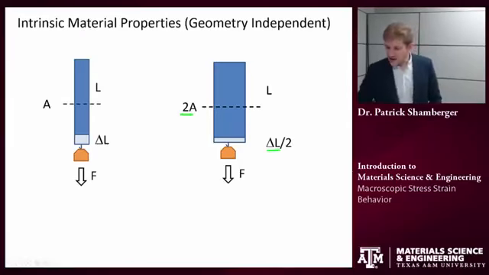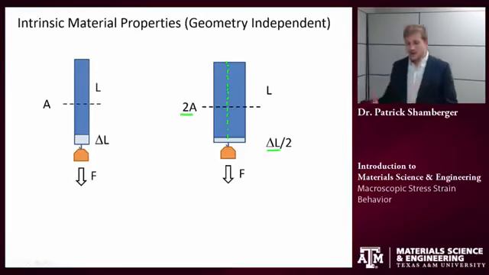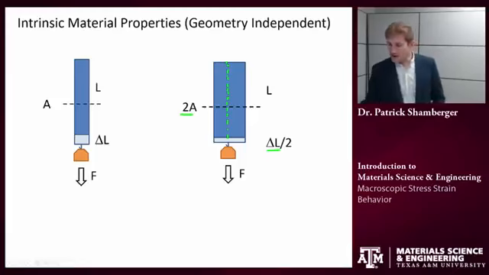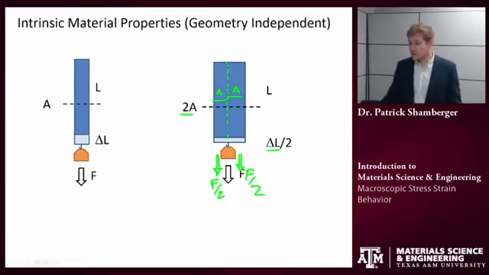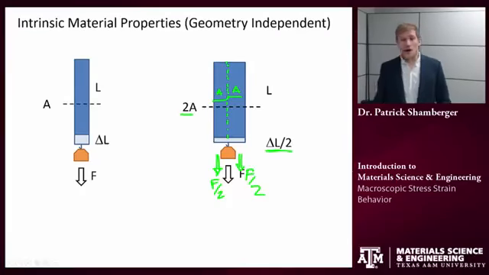The reason for that is that if I envision dividing this material in half, then each cross-sectional area is that original A. And now each area only would have to carry half of the overall load. And in response to carrying half the load, if we're elastically deforming, it's only going to elongate half the extent. So this is an example where we would like to normalize to remove this geometric effect.